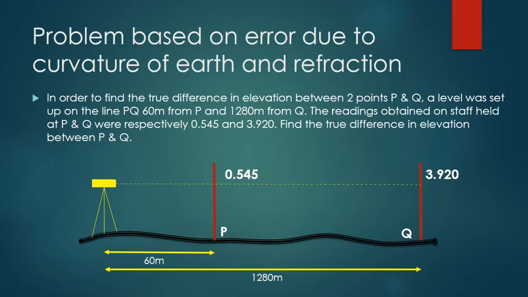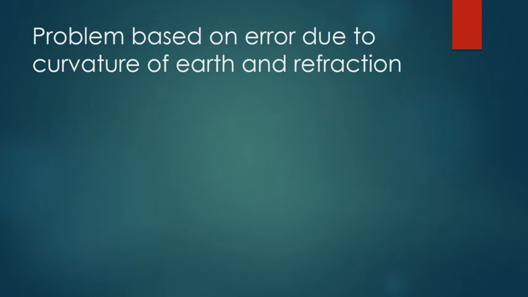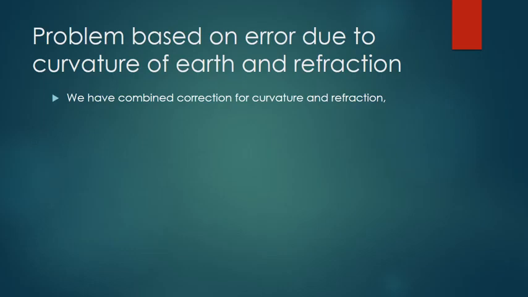Now for this particular setup, we are going to find out the true difference in elevation between P and Q. However, we are going to be facing some error due to curvature of the earth and refraction. Now we have a combined correction for curvature and refraction, given as C equals 6 by 7 times d square by twice r, which I have already covered in a previous lecture also.